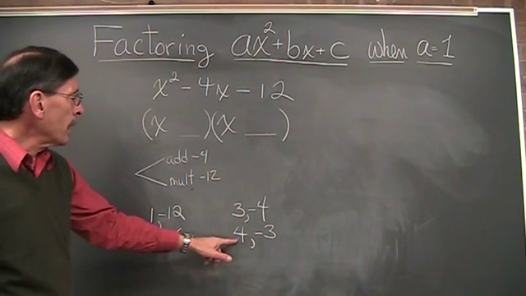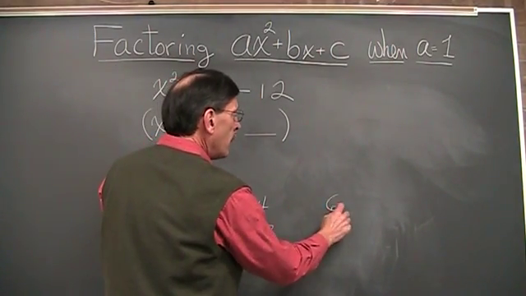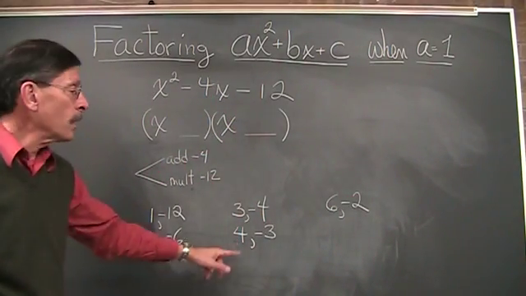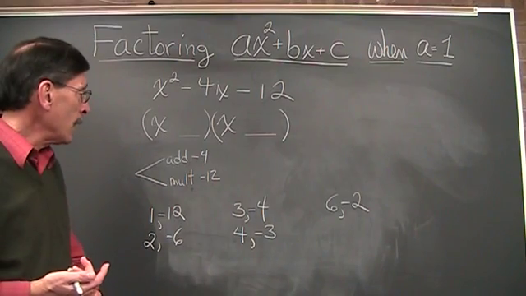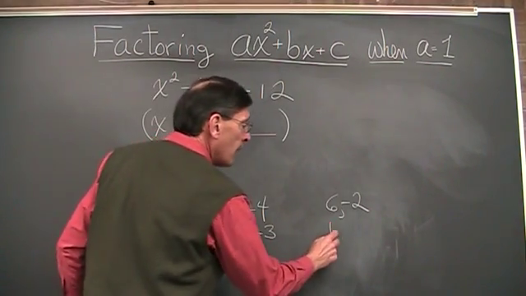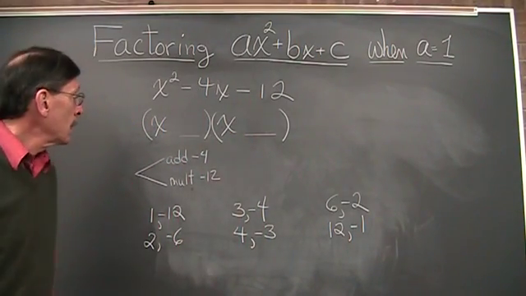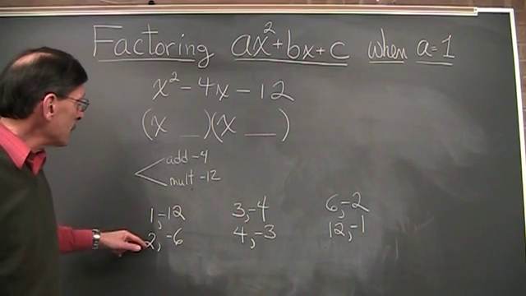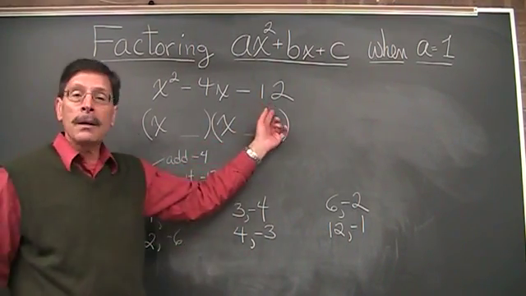5 does not divide 12. How about 6? 6 times a -2 gives me -12. And 7, 8, 9, 10, and 11 do not divide 12, which brings us finally to 12. 12 times -1 gives us a -12. So I have 6 possibilities, 6 pairs of numbers that all multiply, giving me -12.